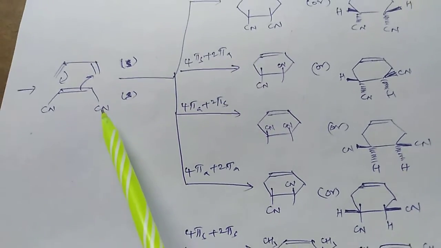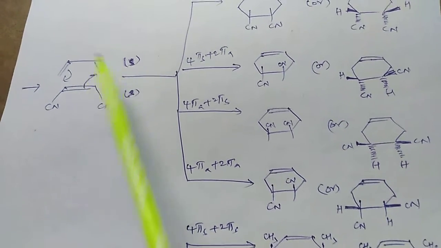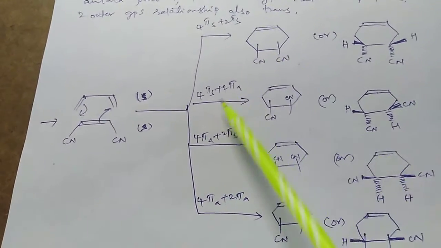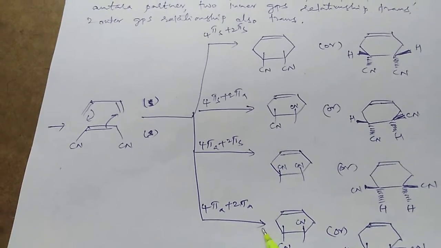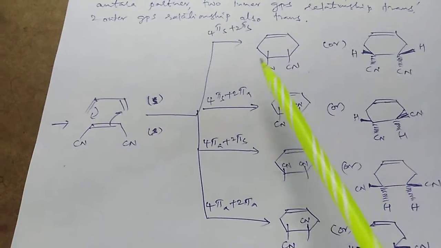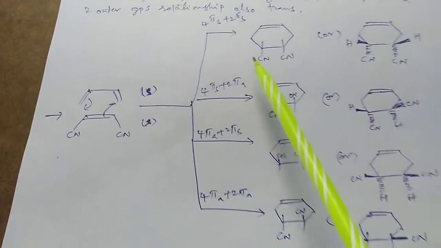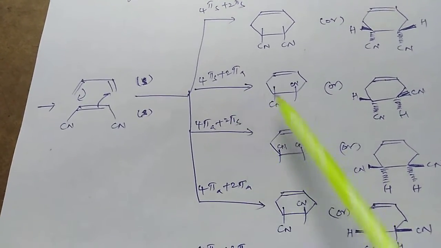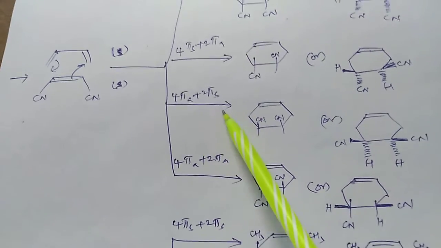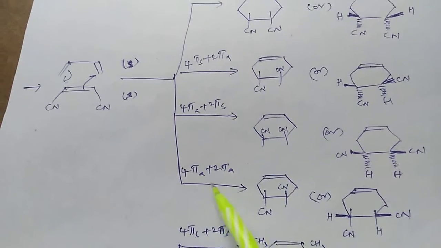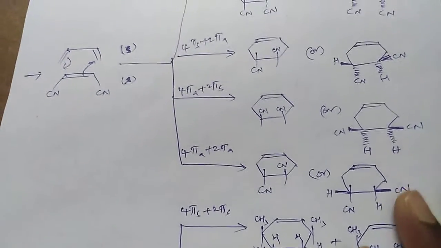We are taking another example: 4 pi electrons and 2 electrons. So it is also a 4+2 cycloaddition. So we have 4 cases: supra-supra, supra-antara, antara-supra, antara-antara. In the 4+2 cycloaddition, pi means pi electrons. In the supra-supra addition, we have the cis configuration. In the supra-antara configuration, we have the trans isomer. In the antara-supra configuration, we have the cis isomer. In the antara-antara, we have the trans isomer.